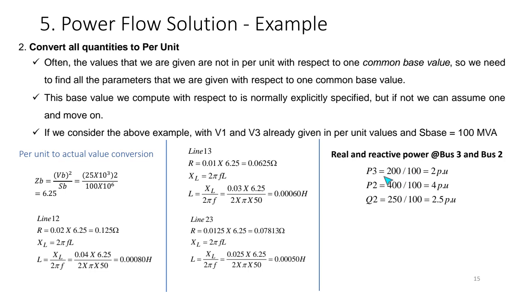So if you want to know the 200 megawatt in per unit value, you divide by the apparent power, that is a base we are assuming as 100 MVA, as I mentioned here. So 200 by 100 gives you 2 per unit. And for bus 2, which is a load bus, we know the real power is 400 megawatt and reactive power is 250 megawatt. So again, we divide by the base MVA of 100, and we get our load per unit: real power is 4 per unit and reactive power is 2.5 per unit.